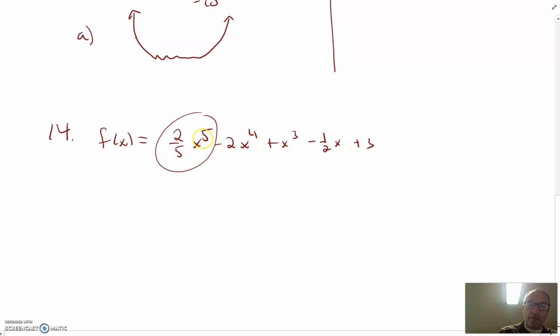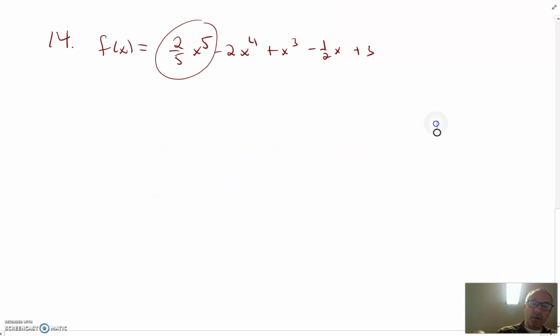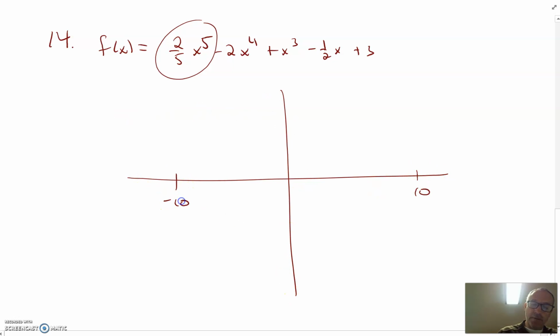So that's the dominant term. So let's try 10 again. 10 to the fifth is even bigger. It's got 5 zeros. Okay. So if you try 10 and negative 10, plug 10 to the fifth, it's going to get big. It's going to go up on the right side. I don't care about the little numbers. I care about the big numbers. How about negative 10? Oh, a negative 10 to the fifth is negative. So it's going to go down. So you can see one of the options, it looks like C. C goes up on the right, down on the left. So the answer is going to be C.